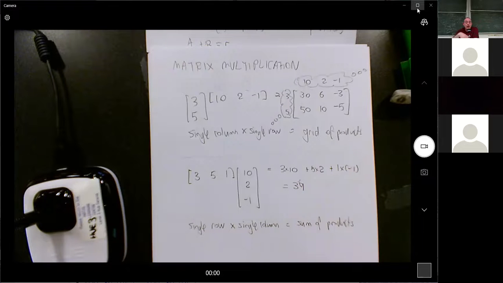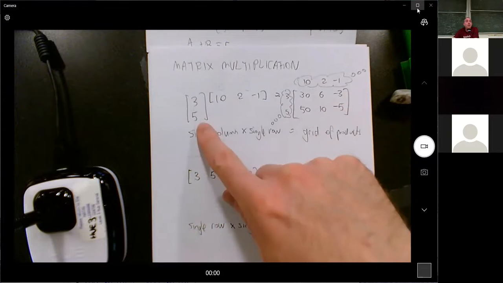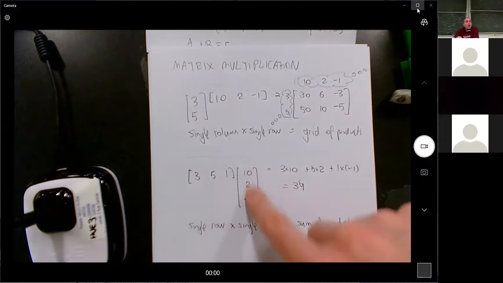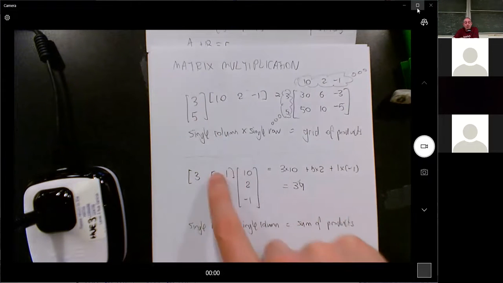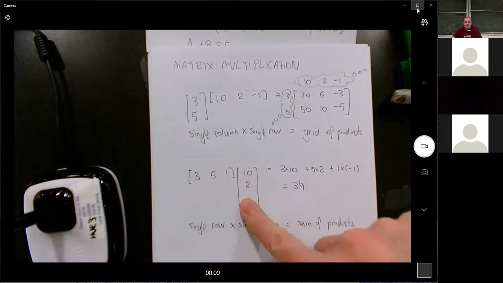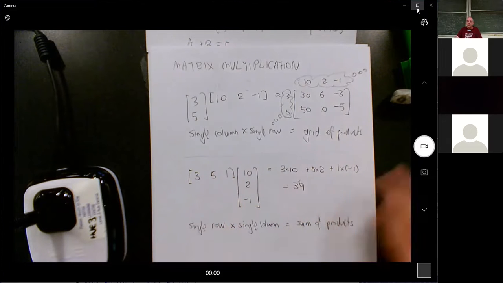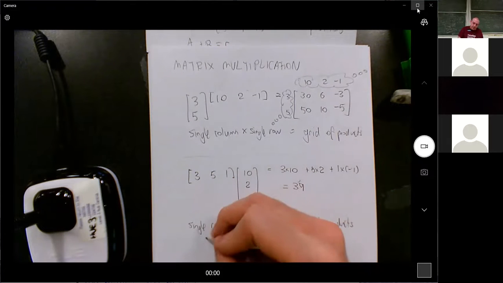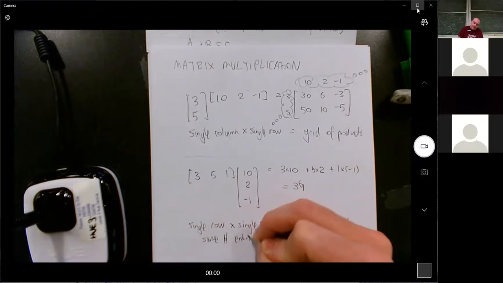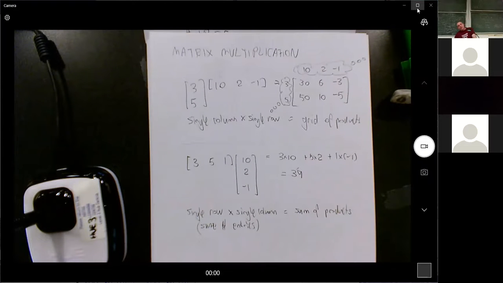So if you have a single column by a single row, you can make a grid of any size you want. It doesn't matter how long these are, they can be different lengths. But if you have a single row and a single column, they have to have the same number of entries or you're not going to be able to do this thing. If this one has more than this, then the one doesn't have anything to go with and you can't actually do the process. So they have to be the same number of entries in each. And those are the two things that matrix multiplication is designed to do.